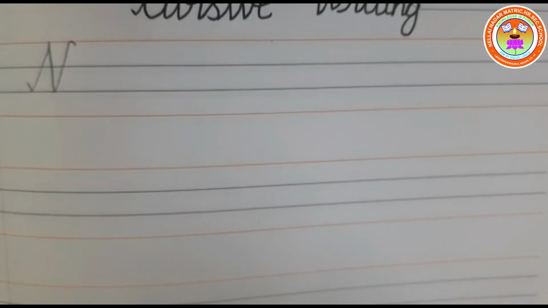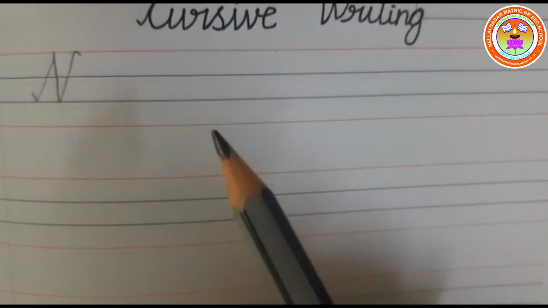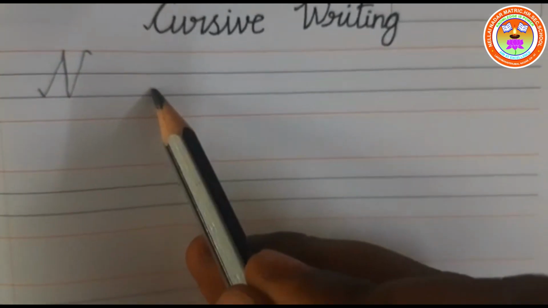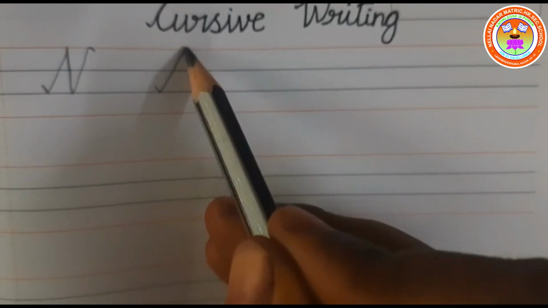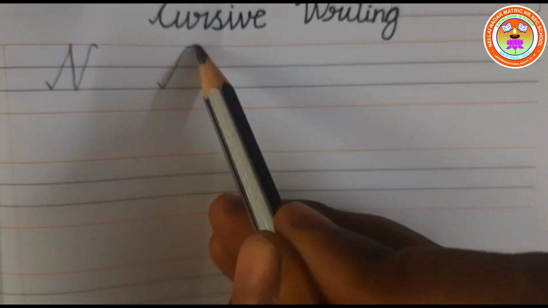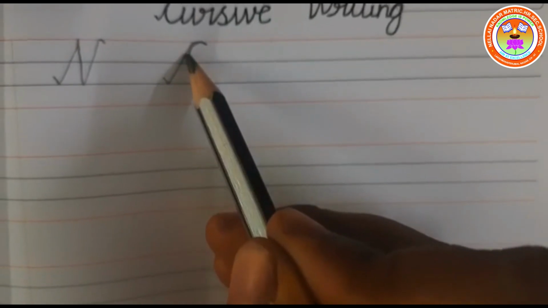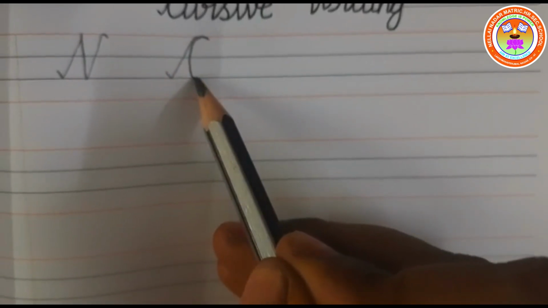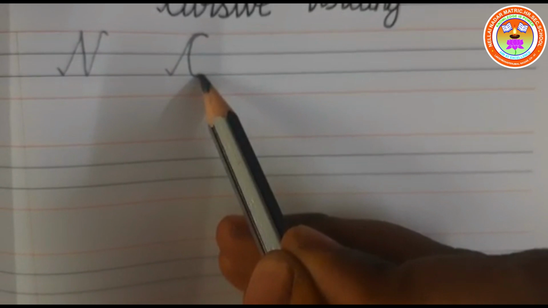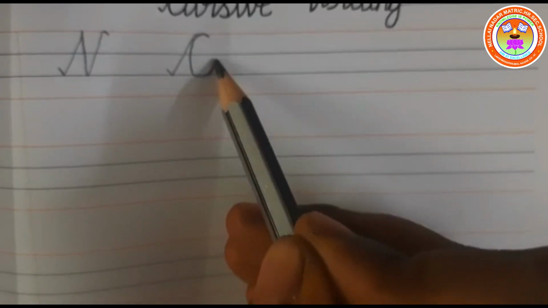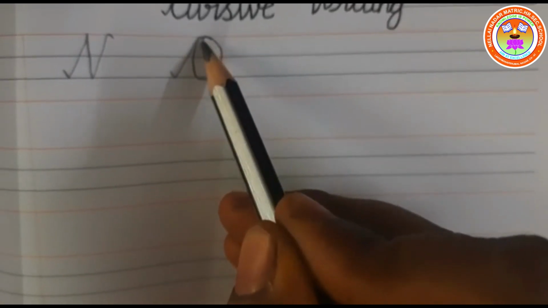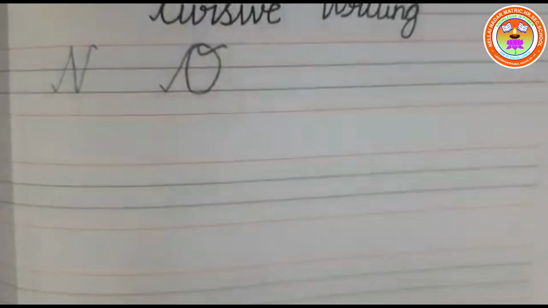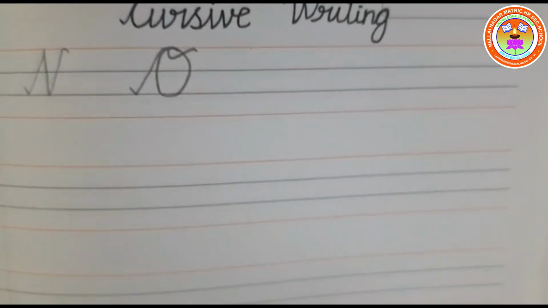What is the next letter? Next letter is O. To write O, put a long tick. Okay, put a long tick, take a curve, come back and put a right curve, touch the last blue line and again go up, touch the top red line and put a loop out. Okay, this is O, capital letter O.